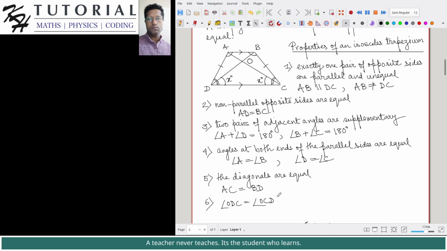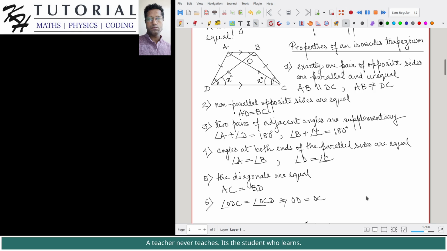That is the triangle formed on the parallel side DC with the point of intersection of the diagonals, O. So triangle ODC is an isosceles triangle, where angle ODC is equal to angle OCD. This implies that OD is equal to OC. That is, these two sides will be equal.